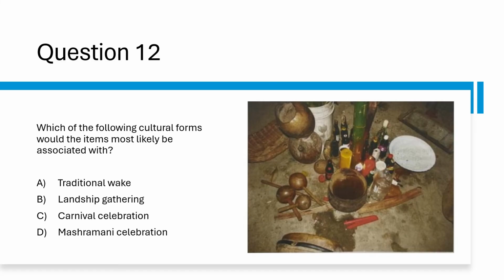Now, an easy way to do the elimination is to pay attention to the cultural forms that are being studied for the examination period. So landship is not being studied, so therefore we can eliminate B. Carnival is not being studied right now for the examination, so we can eliminate carnival. And mashramani is also not being studied, so we can eliminate that. We are left with one thing, the traditional wake, because wake is still being studied on the syllabus. And so our answer is A. Easy breeze, right?